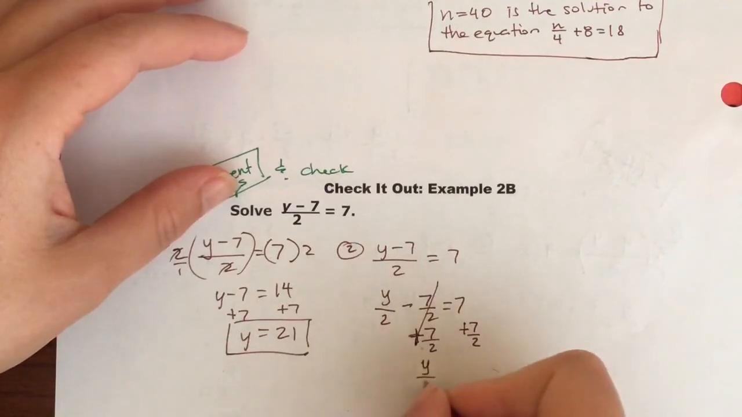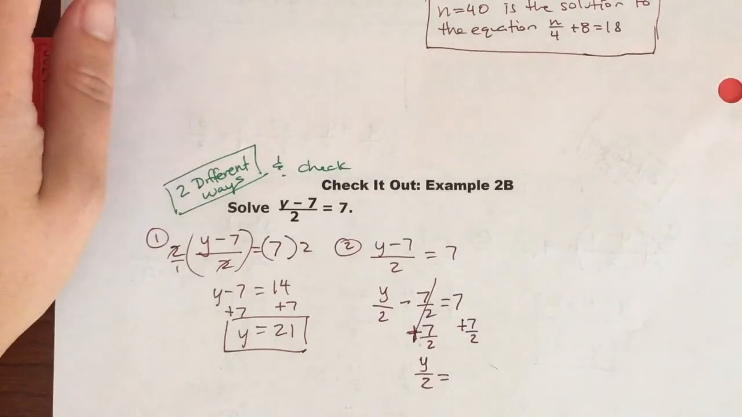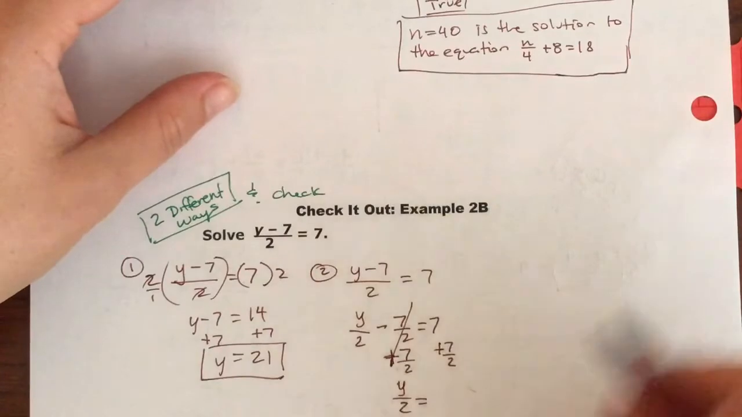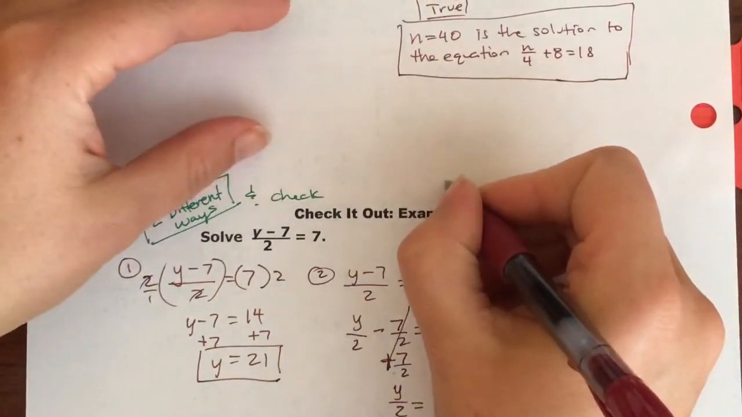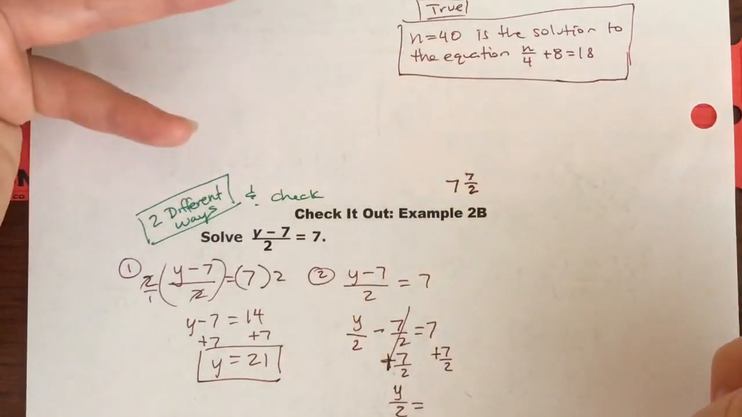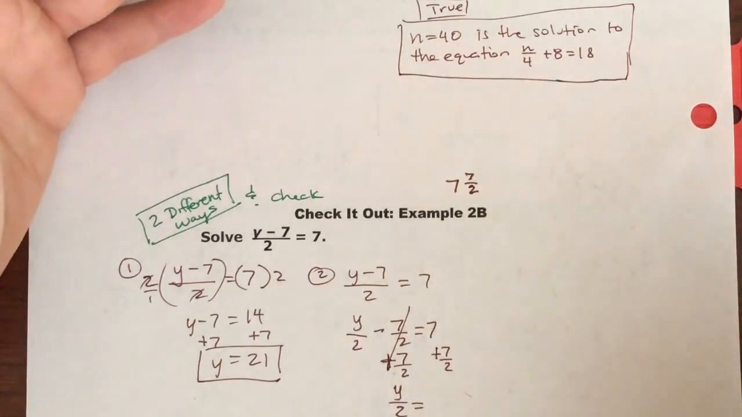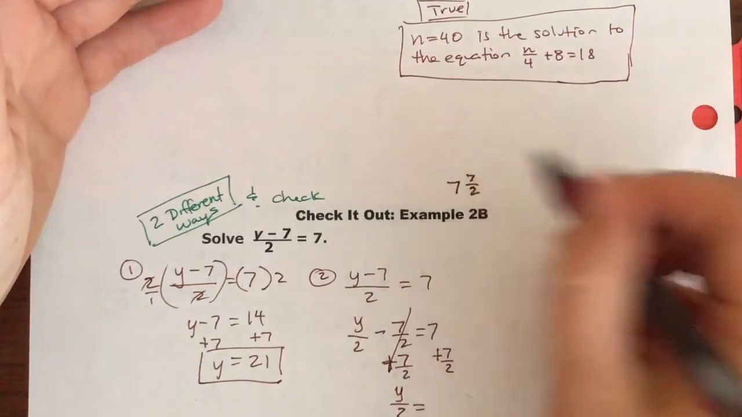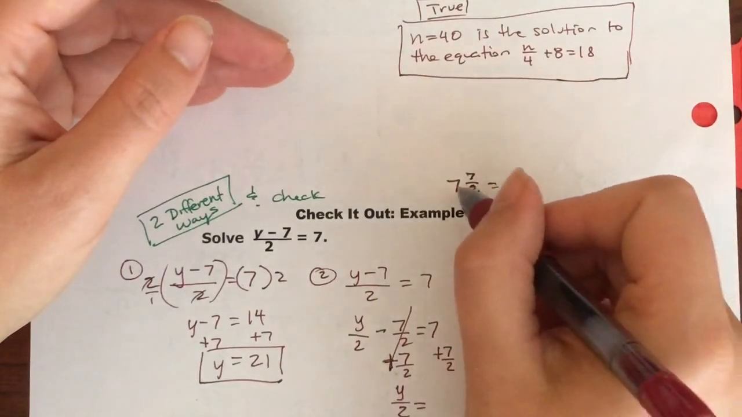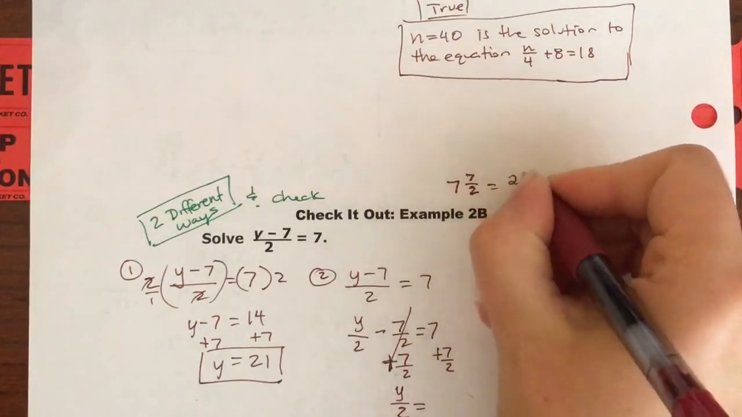We're left with y over 2 equals 7 plus 7 over 2. I'm going to do this kind of a fun way. So 7 plus 7 over 2 is the same thing as 7 and 7 over 2. You could really write that as a mixed number. And once we have it as a mixed number, we can just write this as an improper fraction, which would be 2 times 7 is 14 plus 7. 14 plus 7 is 21 over 2.